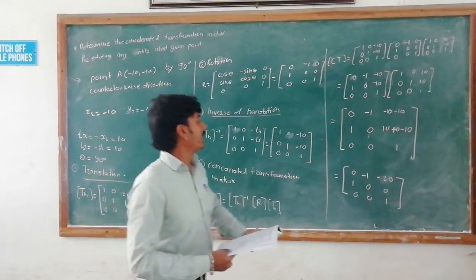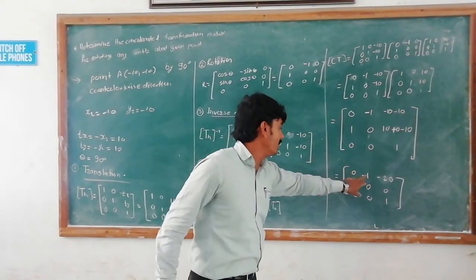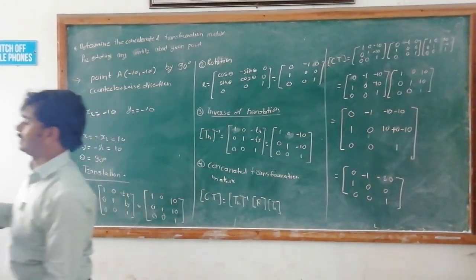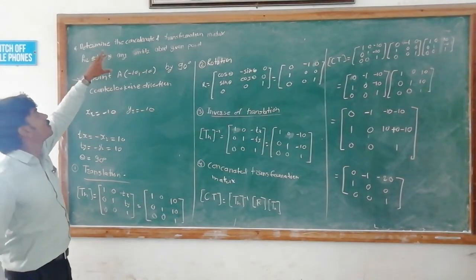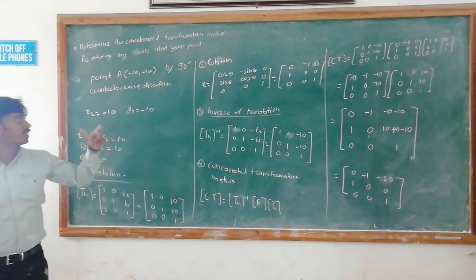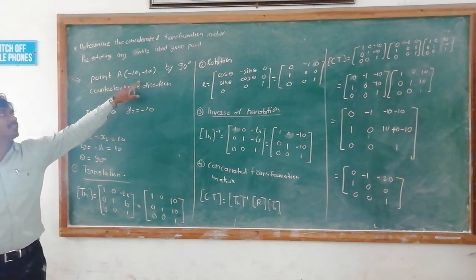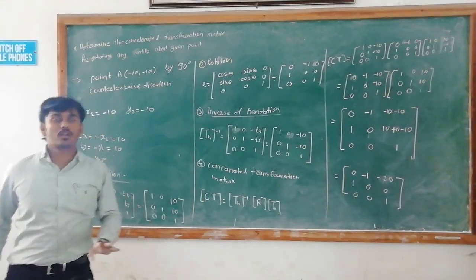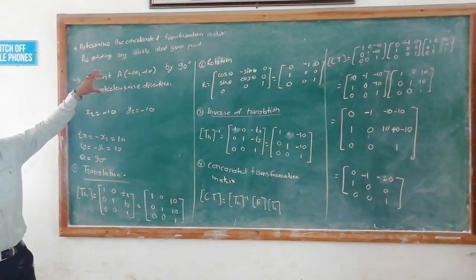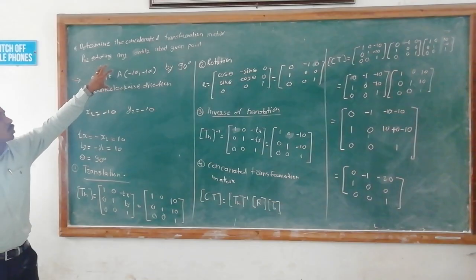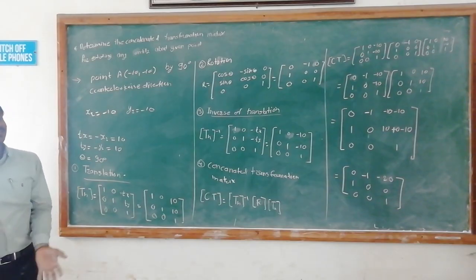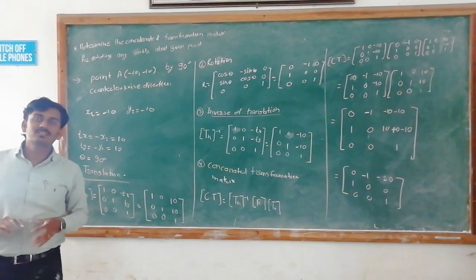So this is the concatenated transformation matrix CT. It has the value 0, 1, 0; minus 1, 0, 0; minus 20, 0, 1. So this is how we can find the concatenated transformation matrix for any entity rotating about a given point. Here our entity is rotating about the point minus 10, minus 10 by 90 degrees in a counterclockwise direction.